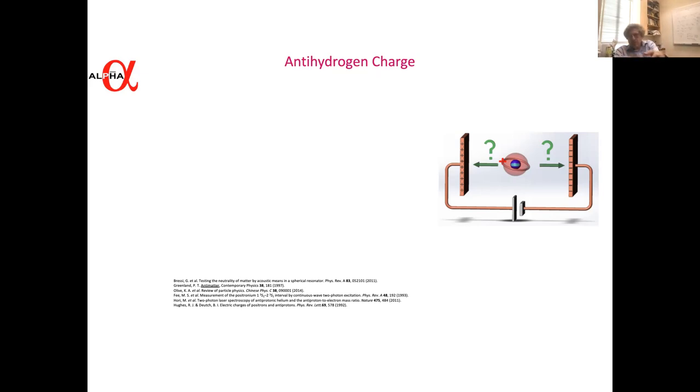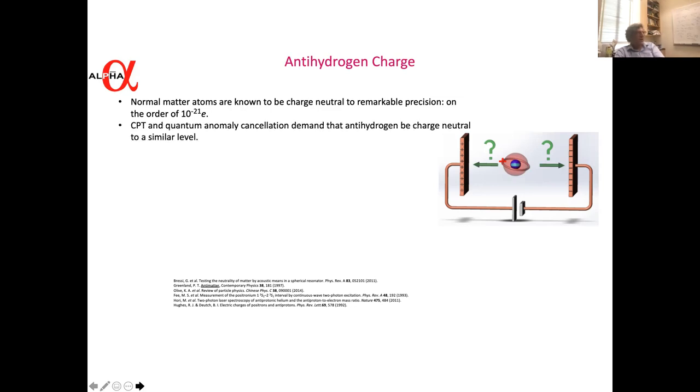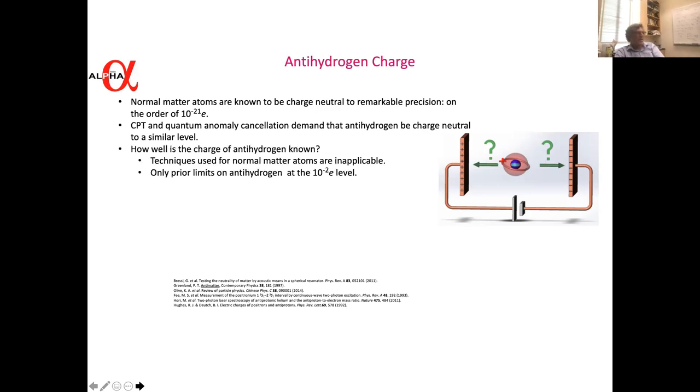And so you run computer programs, graduate students and undergraduates are doing this, to see if it had a certain amount of charge, would it do something? Our system is a little more complicated than this cartoon, but the idea is quite similar. So normal matter, believe it or not, is neutral to a precision of 10 to the minus 21 times e, where e is the magnitude of the electron charge, 1.6 times 10 to the minus 19 coulombs. That's a quite neutral measurement. CPT says that they should be exactly the same. You can't measure antihydrogen the same way you measure hydrogen because of all the problems we've discussed. Prior limits were not very good.